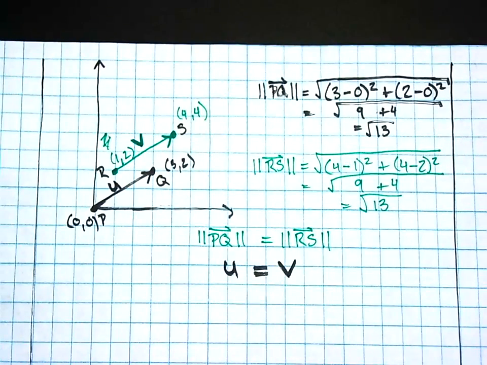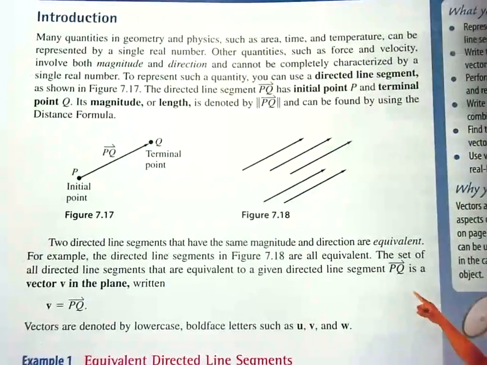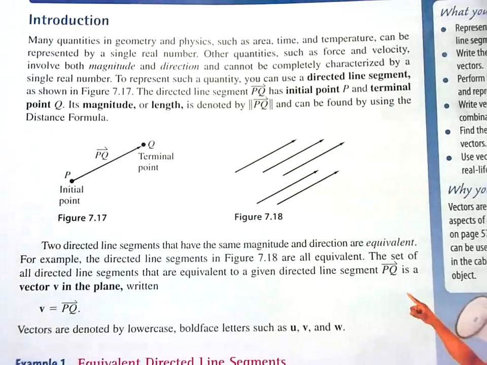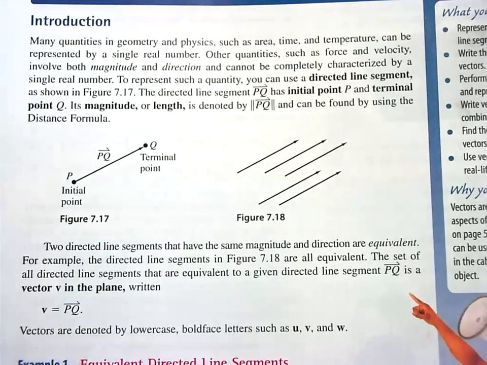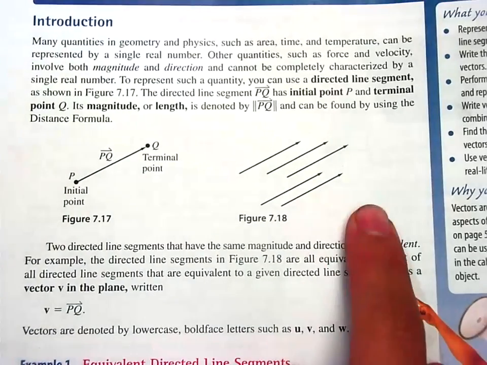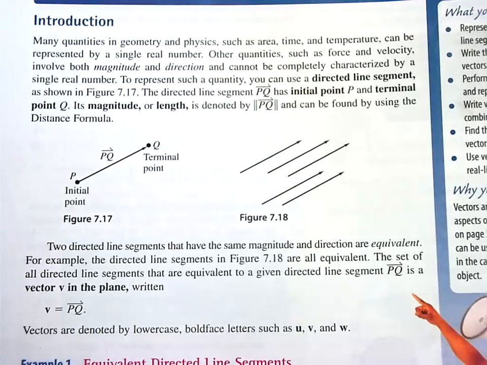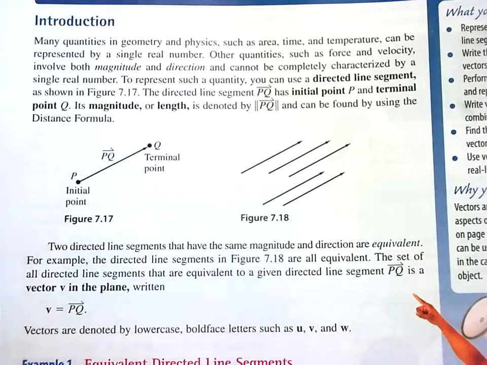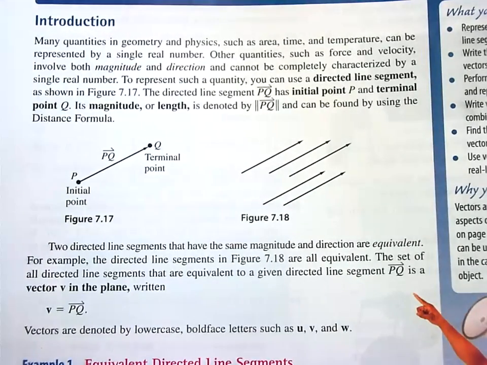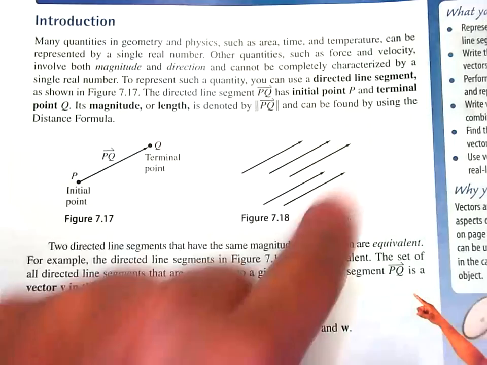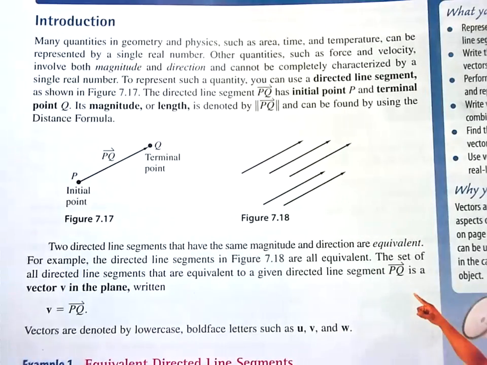And that's what I wanted to point out earlier, that the book mentions right here: two directed line segments that have the same magnitude and direction are equivalent. For example, all of these guys over here are equivalent to the original directed line segment PQ. Even though they're drawn all over the place and not in exactly the same location, they still have the same direction and the same magnitude. So this entire set of directed line segments is the vector v.